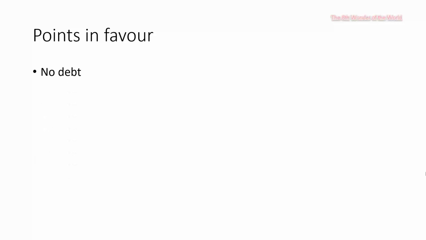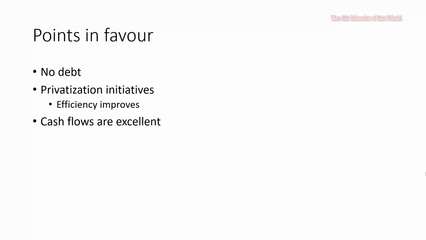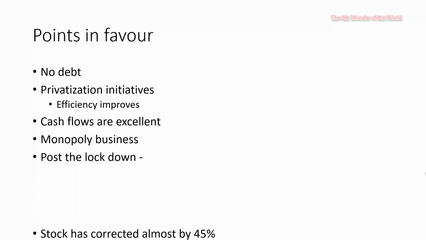The points in favor: the company has no debt. Privatization initiatives by the government will improve the valuations. I do not approve, or I'm not in favor of the disinvestment in LIC. But I fully support the privatization of Concor. I believe the efficiencies will improve for the company. The cash flows are excellent over the years. The balance sheet is loaded with cash. It has a monopoly business, which is almost having 70% share.